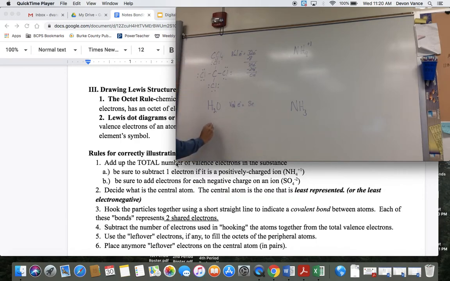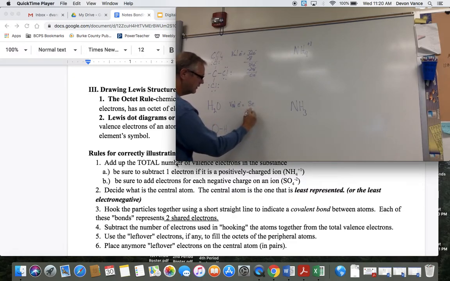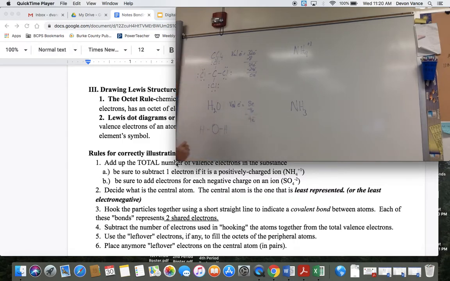So I'm going to do the hookup again where I put an oxygen with a hydrogen and a hydrogen. And again, guys, I put the oxygen in the center just for the simple reason that it occurs the least often. So let's count up how many we've used so far. We've used 1, 2, 3, 4. So I'm going to subtract it right here, and I'm left with 4 electrons.